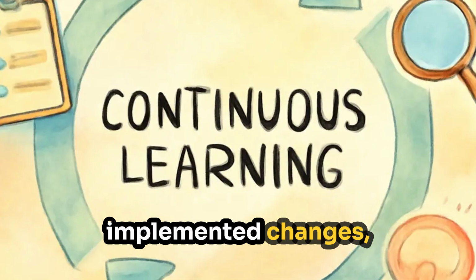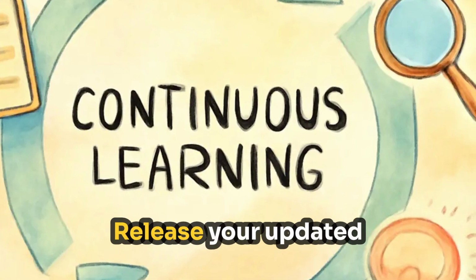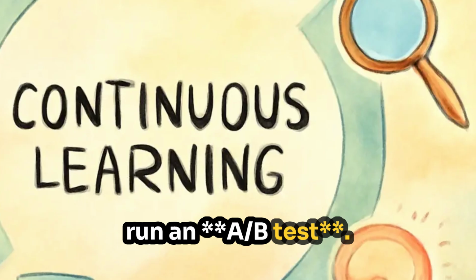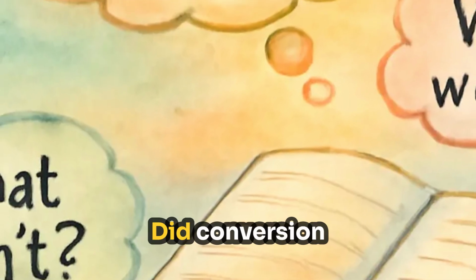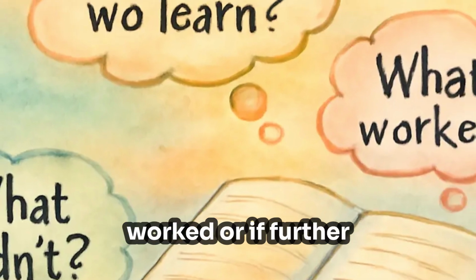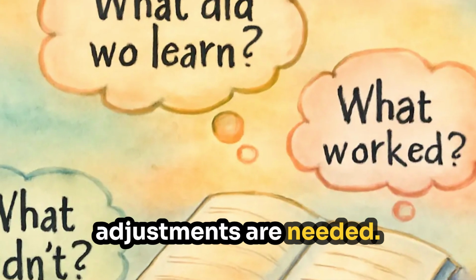Once you've implemented changes, run the experiment. Release your updated version to a small group of users or run an A/B test. Measure the results. Did engagement improve? Did conversion rates increase? Use this data to confirm whether the iteration worked or if further adjustments are needed.